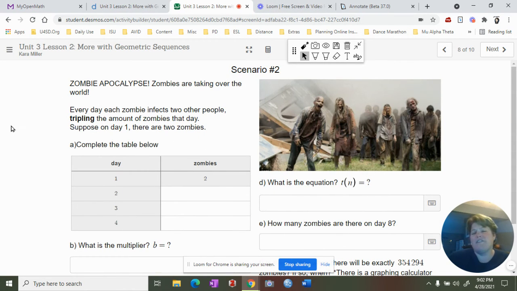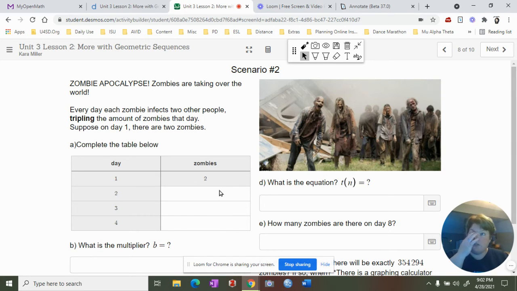Another scenario. Any Walking Dead fans? So here, zombie apocalypse. Zombies are taking over the world, and every day the zombies infect 2 other people, tripling the amount of zombies that day. Suppose on day 1 there are 2 zombies.